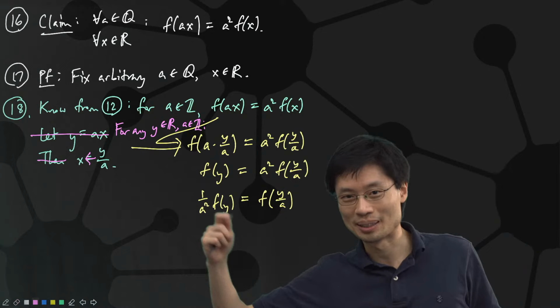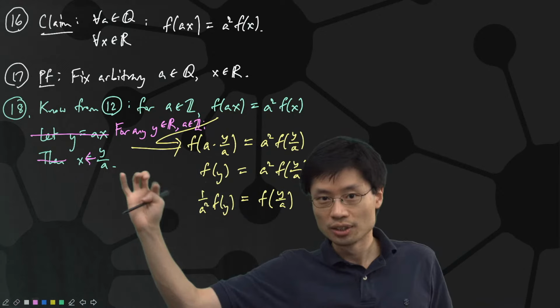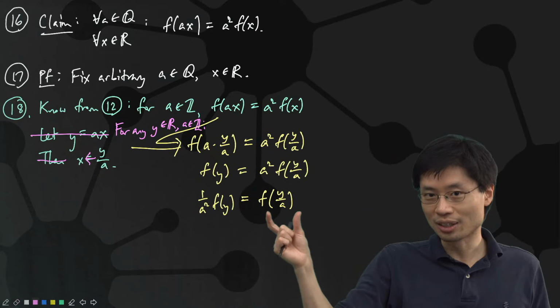But you want to say for any y in the reals, for any a, which is an integer, non-zero integer, you can just throw in y over a for x, and you get some nice conclusion that f of y over a is equal to 1 over a squared f of y. That's a really powerful statement.